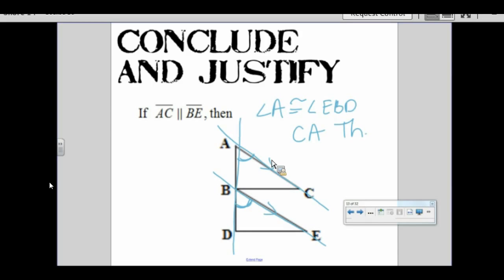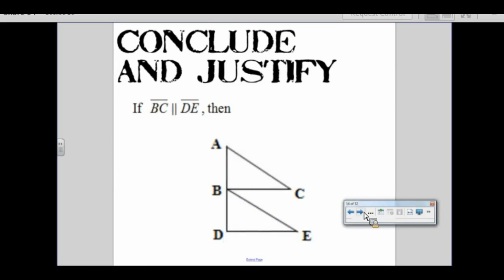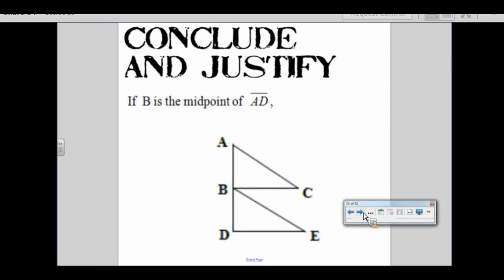Can you just put corresponding angles? No. You have to say that it's a theorem because corresponding angles can exist and not be congruent. But they're congruent because the lines are parallel, and that's what the theorem says. Okay, we're going to skip that one. It's just a different set of angles that are parallel.